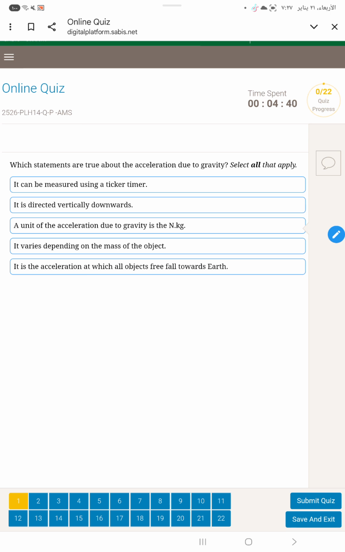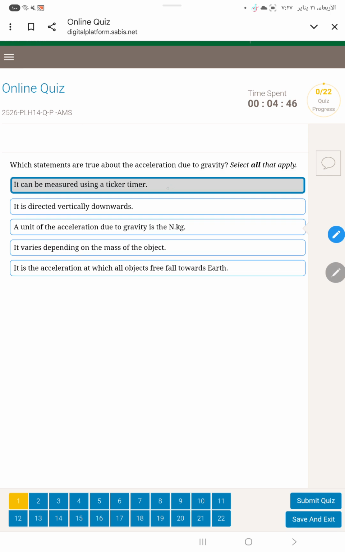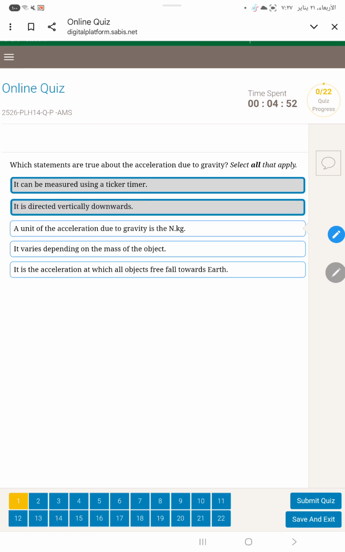Select all that apply. It can be measured using a ticker timer. Yes, that's correct. It is directed vertically downwards. Yes, this is correct. Unit of acceleration due to gravity is in Newton per kilogram. Newton times kilogram. This is incorrect because the unit is in Newton per kilogram, not times kilogram.